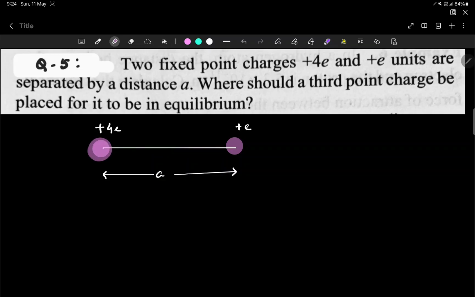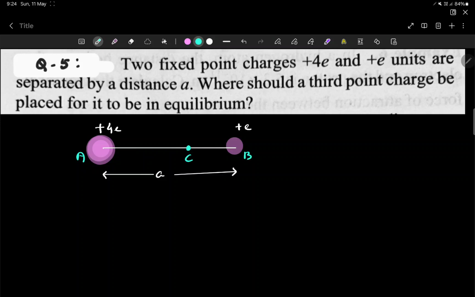One is your plus 4e, meaning charge with greater magnitude, another one is charge with smaller magnitude. So I have already said the equilibrium point will be nearer to the charge of smaller magnitude. For two like charges, the point will be inside between them. So this is your, suppose, point A, this is B and this is C.